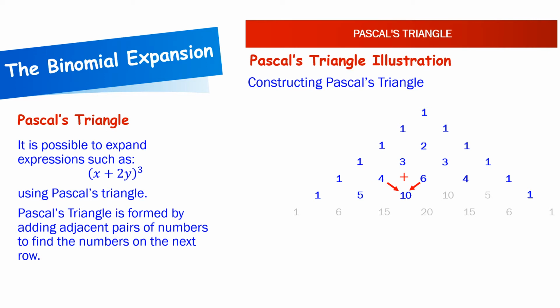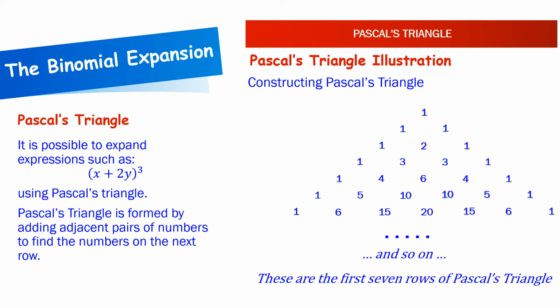1 plus 4 is 5, 4 plus 6 is 10, 6 plus 4 is 10, and 4 plus 1 is 5. Then we repeat. 1 goes here, 1 goes here, 1 plus 5 is 6, 5 plus 10 is 15, 10 plus 10 is 20, 10 plus 5 is 15, and 5 plus 1 is 6. And so on. These are the first 7 rows of Pascal's triangle.